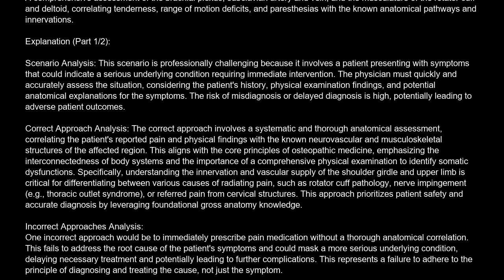The correct answer is A. A comprehensive assessment of the brachial plexus, subclavian artery and vein, and the musculature of the rotator cuff and deltoid, correlating tenderness, range of motion deficits, and paresthesias with the known anatomical pathways and innervations.